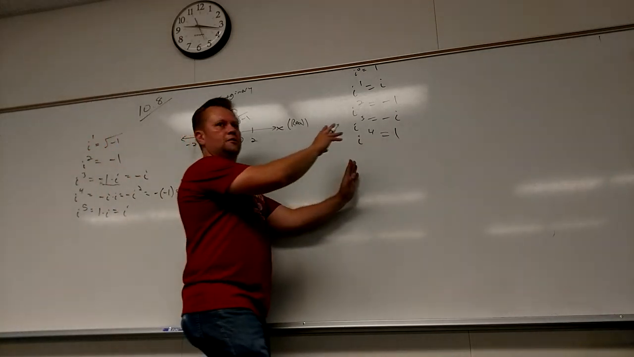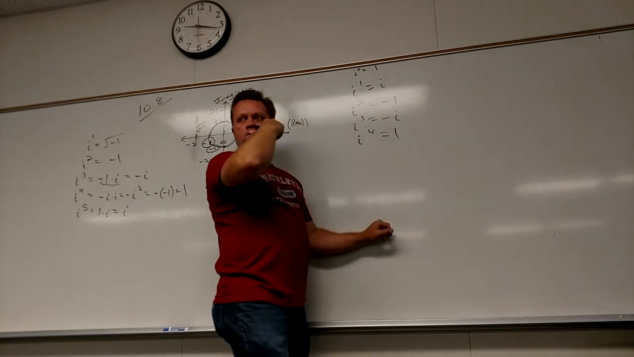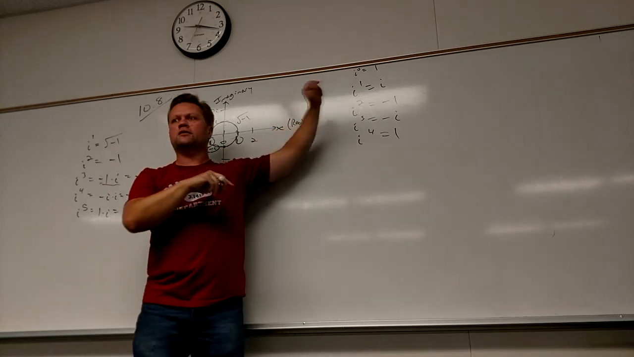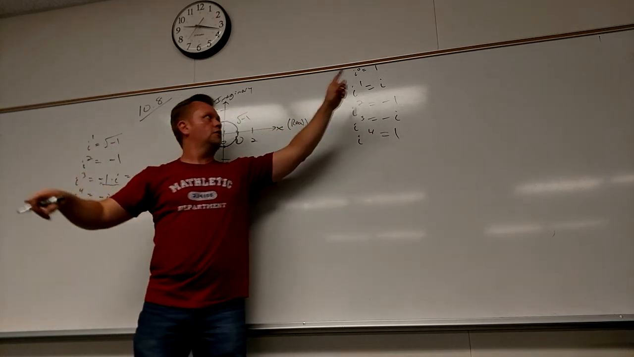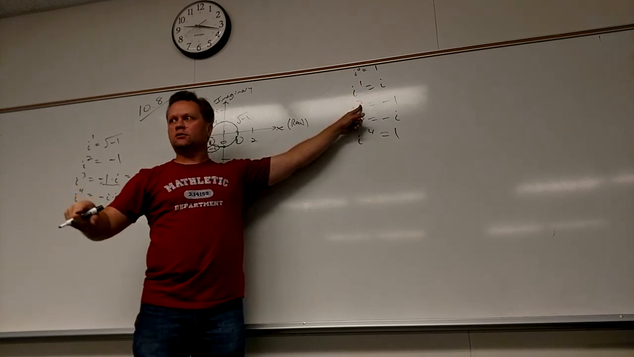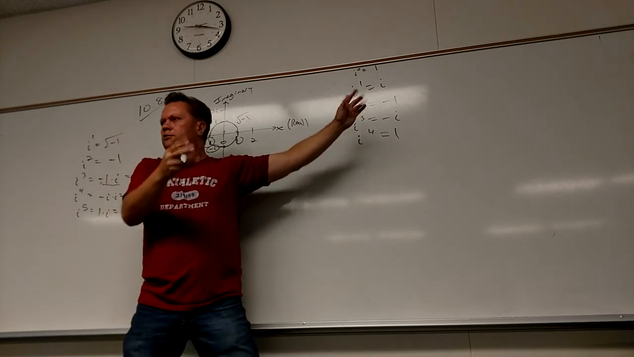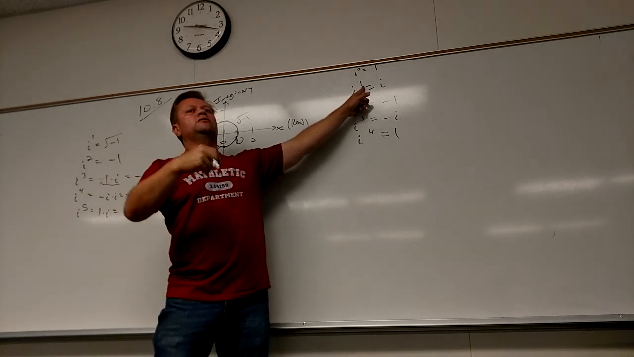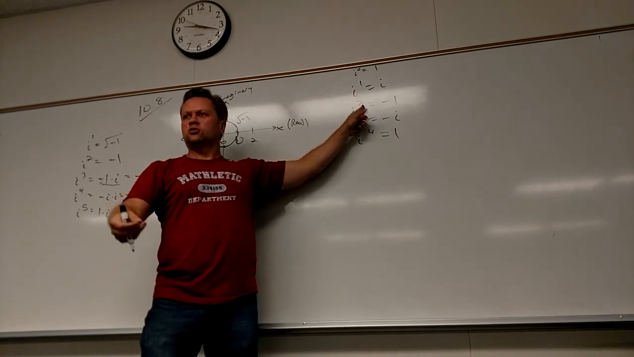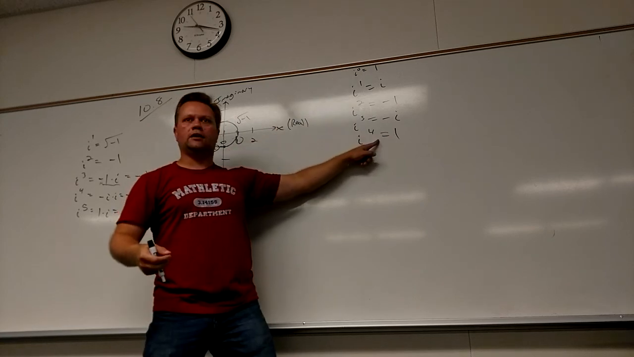Now, i to the fifth would start over again, wouldn't it? Because you came back to where you started. So i to the fifth would be the same thing as i to the first. 4 goes into 5 once. i to the sixth would be the same thing as i squared. 4 goes into 6 once, remainder 2. It's all about the remainder, is what I should say. 4 goes into 5 once, remainder 1. 4 goes into 6, remainder 2. And so forth, because every fourth one starts over again at 1.